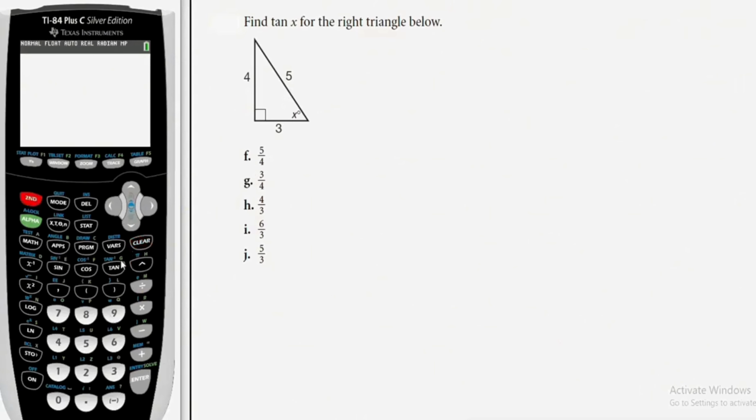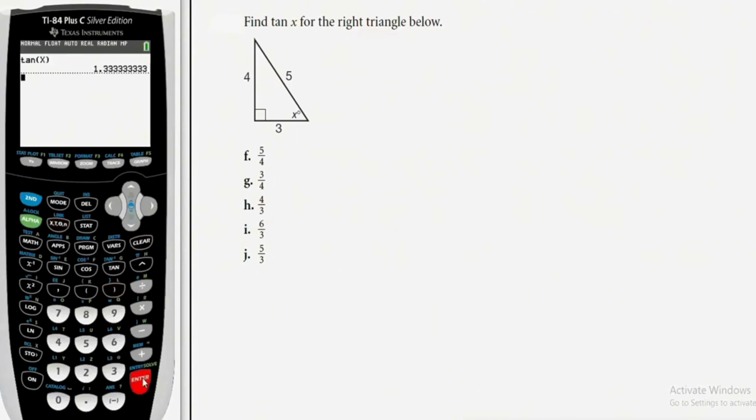Press second and this cos button. So we have 3 divide 5. This is adjacent over hypotenuse. Close the bracket, press enter. So we store this as x. Press the store button, this x, and enter. So we're good to go. Right now, let's find tan x.